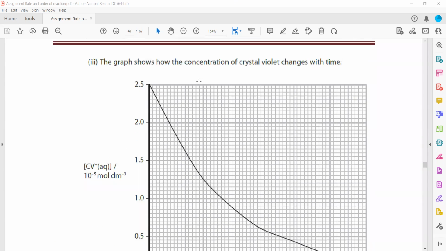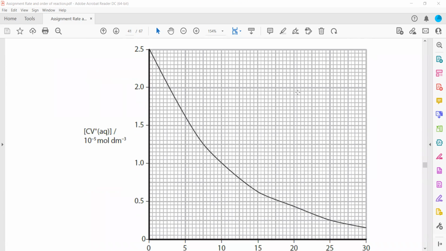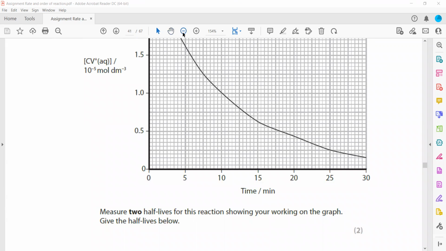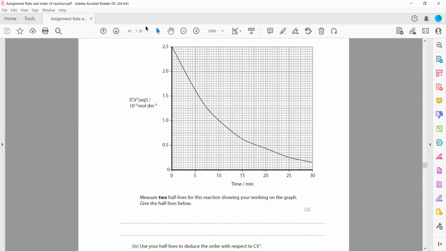Then we have the graph which shows how the concentration of crystal violet changes. Measure two half-lives of this reaction and show your working. So how do we work out the half-life? Half-life means the time it takes to become half of the original. So for example, I took 2. You can take any value, it's not fixed.